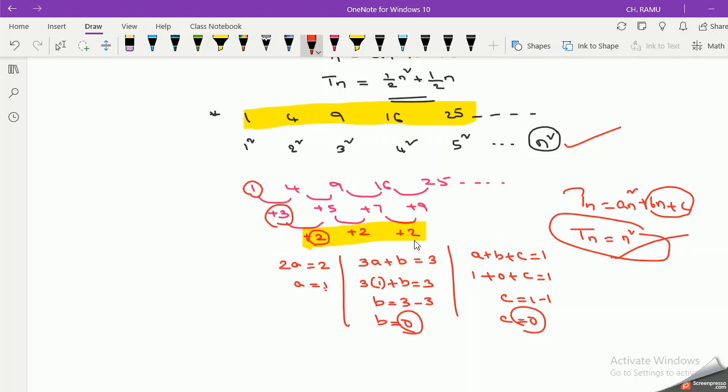Now, when we are doing the problem, you may have a doubt. Why should we equate the second difference to 2a, the first difference to 3a plus b, and the first term of the sequence to a plus b plus c? To know the answer to this particular question, please watch my next video.